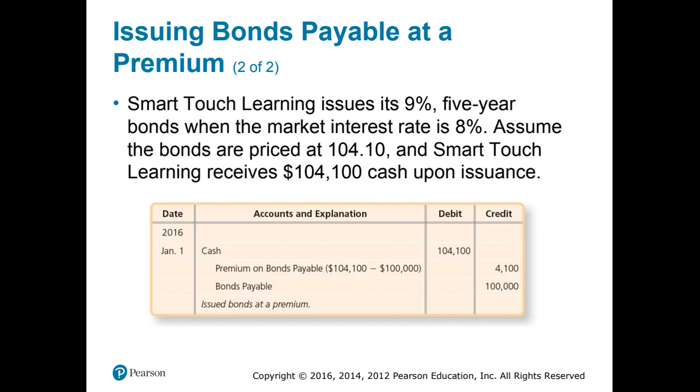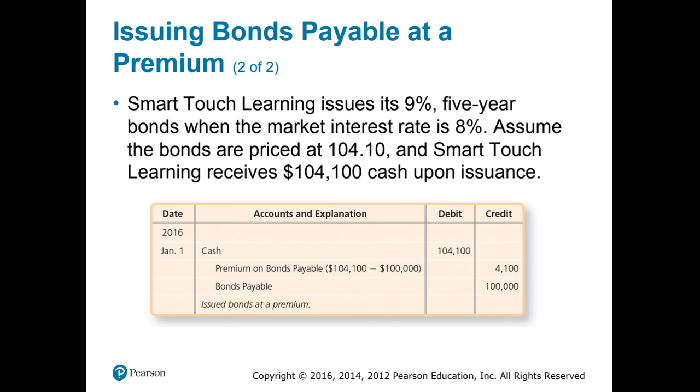Smart Touch Learning issues its 9% 5-year bonds when the market interest rate is 8%. Assume the bonds are priced at 104.10. And Smart Touch Learning receives $104,100 cash upon issuance. So we're going to debit cash for that full amount of cash received. We're going to credit premium on bonds payable because they were priced at 104.1.